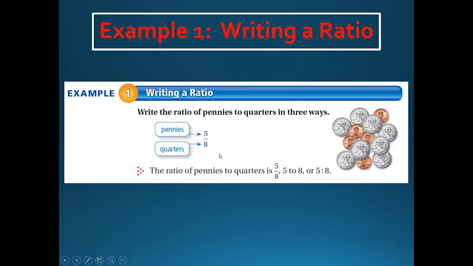The 3 ways to write this is as a fraction, 5 over 8. 5 would be the numerator, 8 would be the denominator. We can write it with the word "to" in between, so 5 to 8, or we can write it using a colon, 5 to 8. Since pennies was the first thing that it asked for, that's why that number, 5, is first on all of these. It's the top number for the fraction, and it's first for the other 2 ways.